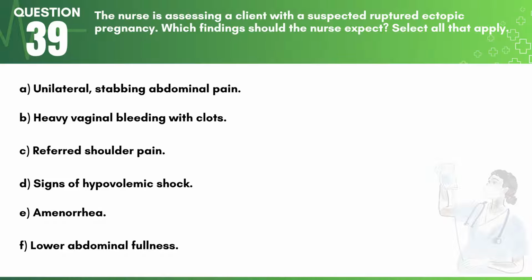C. Referred shoulder pain. D. Signs of hypovolemic shock. E. Amenorrhea. F. Lower abdominal fullness.